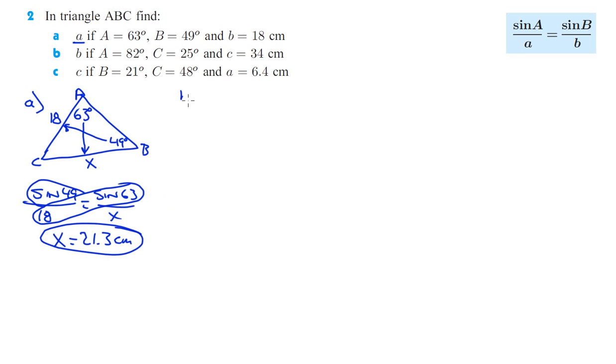Okay. For B, again, just draw any old triangle. It doesn't have to be to scale, as long as you can understand where all the pieces are. Let's see, we got angle A is 82.